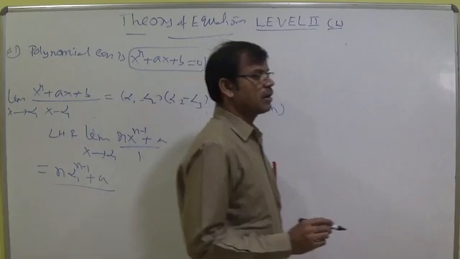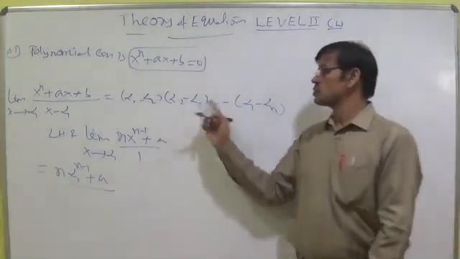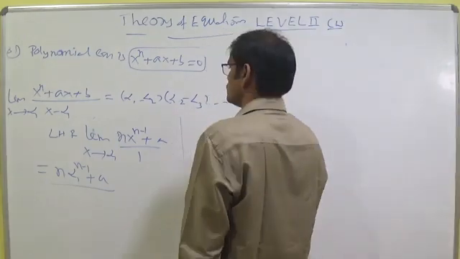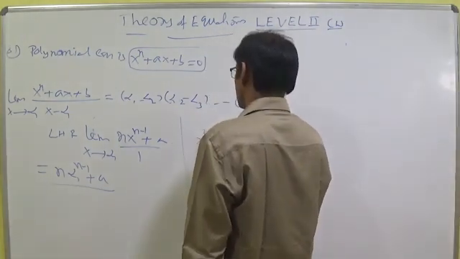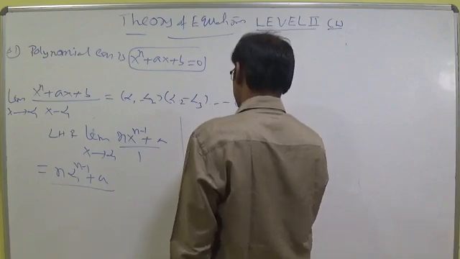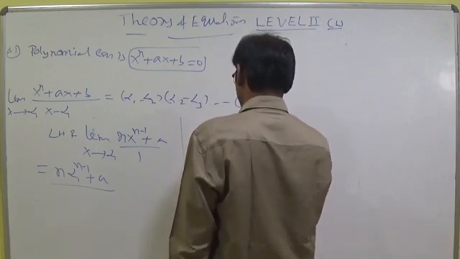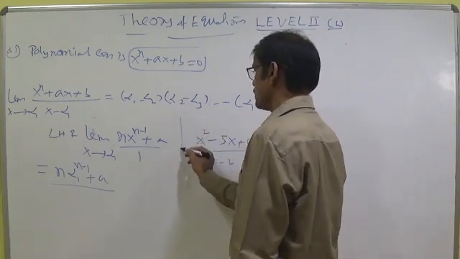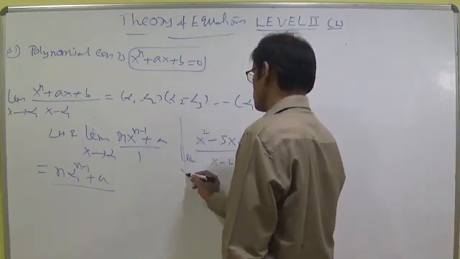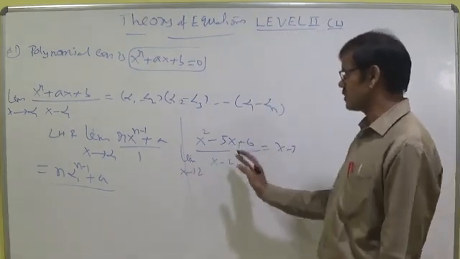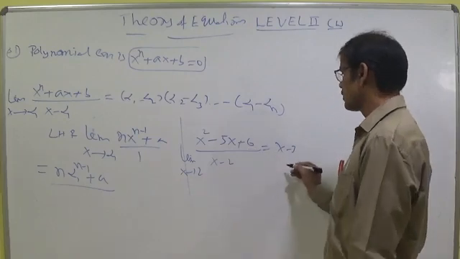So the product of these roots can be written in this scheme. Let us consider x square minus 5x plus 6 by x minus 2. It becomes x minus 3. So I am writing here limit x tends to 2 of x square minus 5x plus 6 by x minus 2. This is the equation.